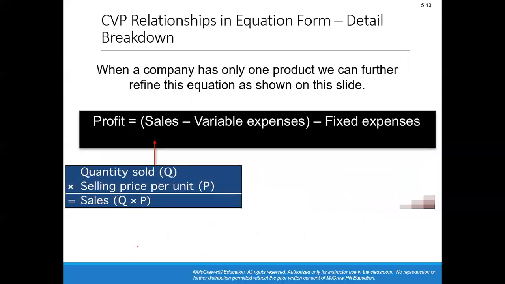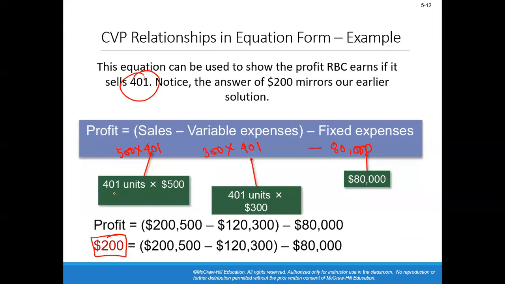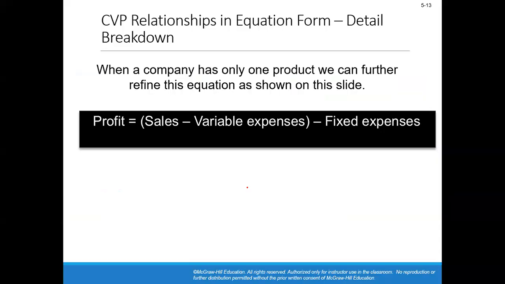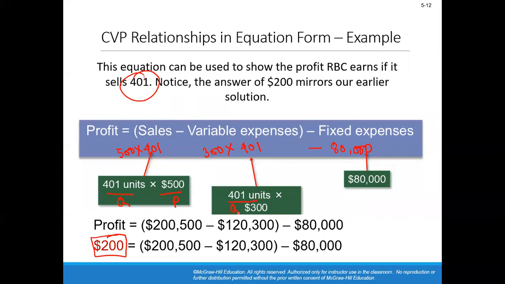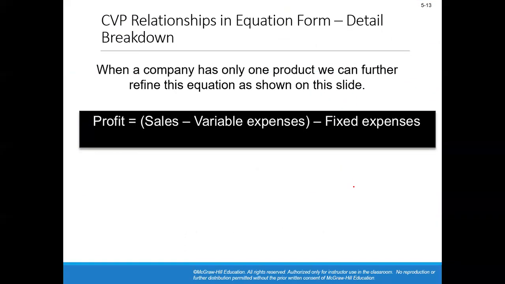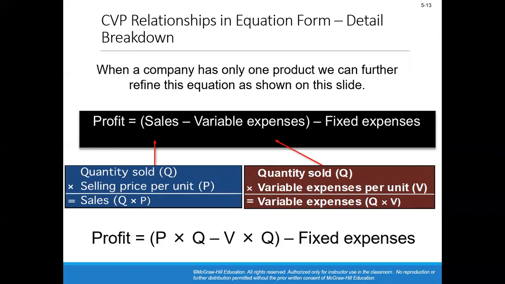Now, if you want to identify what these numbers are, this is Q, this is price. What is this? This is Q, and this is variable cost per unit, and 80,000 is fixed expenses. So this has been identified here. Nothing new here. So you see it has been expressed in terms of units.